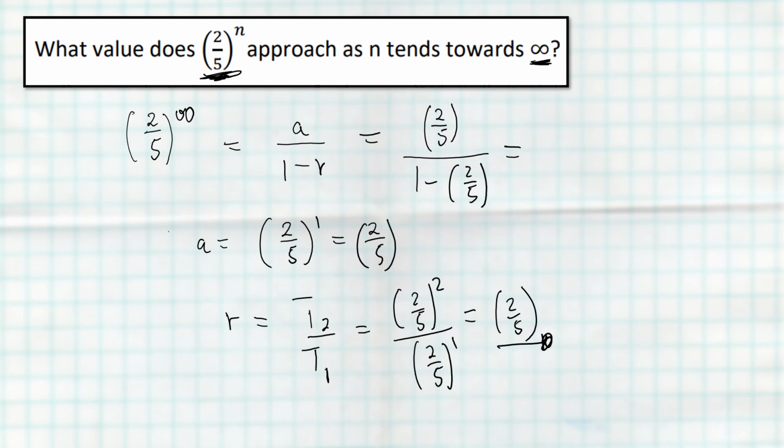So 1 minus 2 over 5 like that, on my calculator, I'm getting 2 over 3. So you can see what value 2 over 5 exponent n approaches as n tends towards infinity. It approaches what? 2 over 3. So it approaches 2 over 3, and it was just a tricky question that was asking you to calculate sum to infinity in this tricky way.